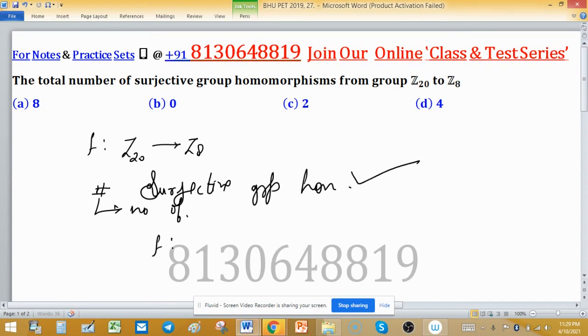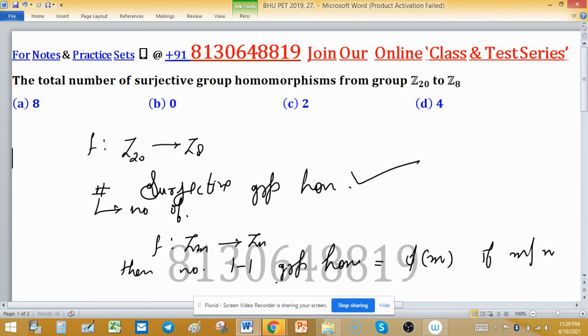If f is a group homomorphism from Zm to Zn, then the number of 1-1 group homomorphisms can be found by the Euler totient function phi(m) if m divides n, and the number of onto group homomorphisms can be found by phi(n) if n divides m. There is no 1-1 group homomorphism if m doesn't divide n. Also, there is no onto group homomorphism if n doesn't divide m. This is the basic concept.